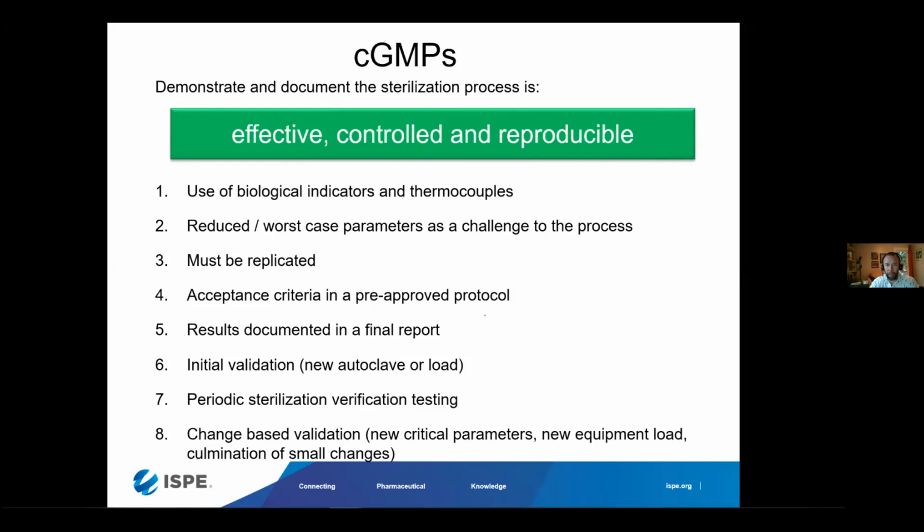Could also be periodic time-based validation. Have a documented plan as part of the protocol. Document the results in a report. You'll have a robust validation with a new autoclave or new equipment, but also periodic time-based sterilization validation or change-based validation. If something's happening to improve the autoclave or new equipment into the autoclave load, that requires validation as well.